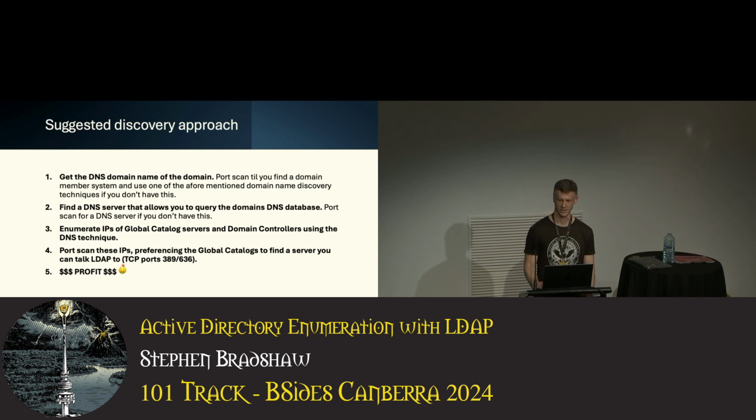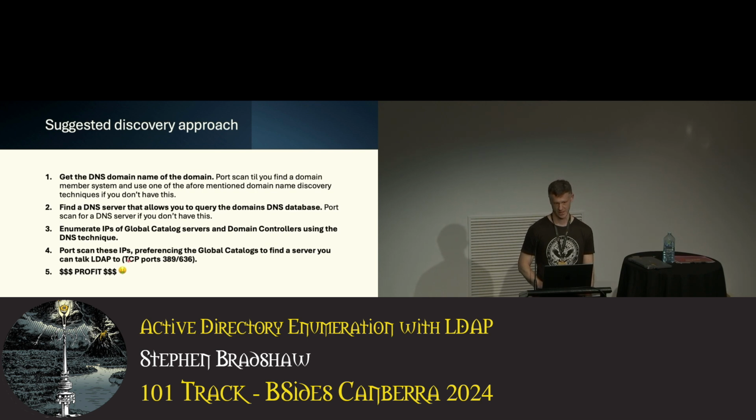But sometimes you can find cases where other DNS servers will recursively resolve to that server and you can use that instead. So find a DNS server by scanning for port 53. Then use the DNS enumeration technique to enumerate the IP addresses of the global catalog servers and the domain controllers using the DNS technique I mentioned earlier.